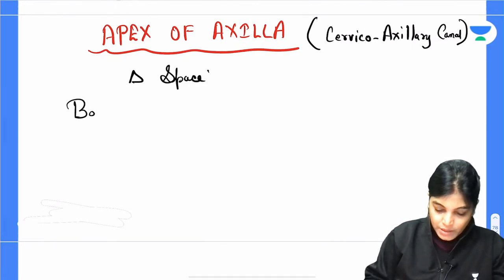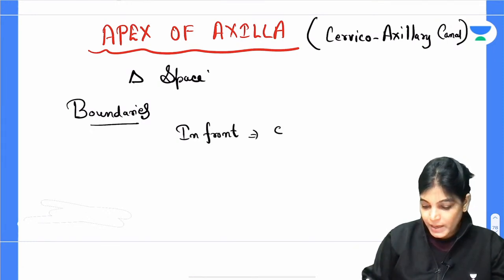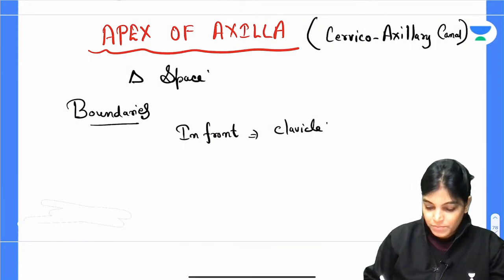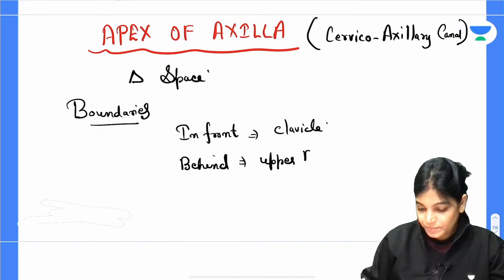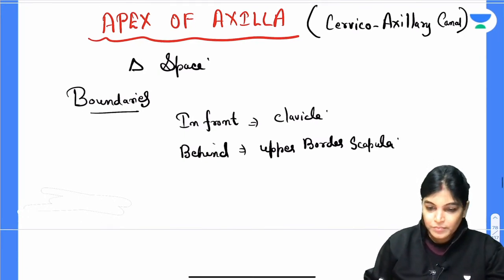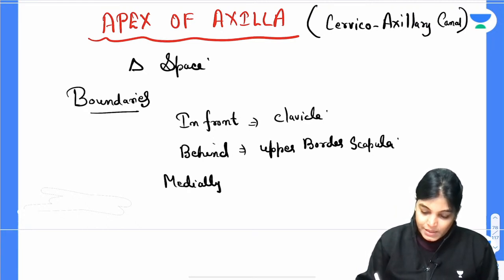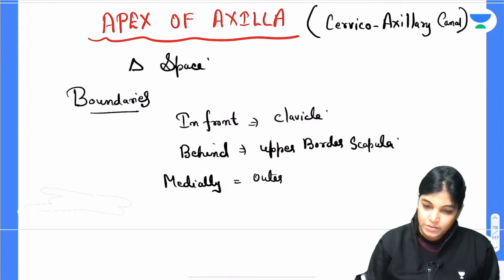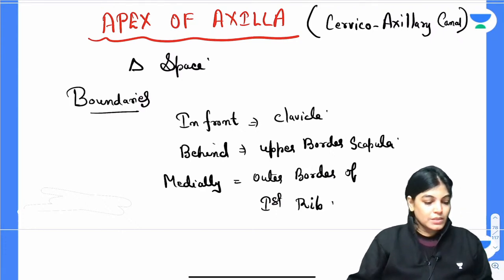Boundaries. Let's talk about the boundaries. In front, it is bounded by the clavicle, behind it is bounded by the upper border of the scapula, and medially it is bounded by the outer border of the first rib. Okay, so this is all about the boundaries.